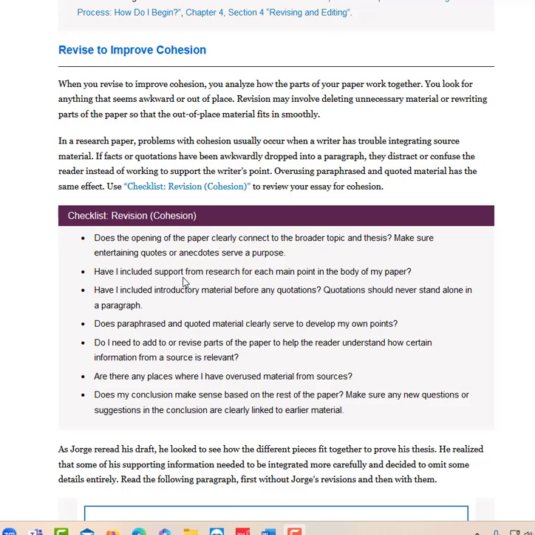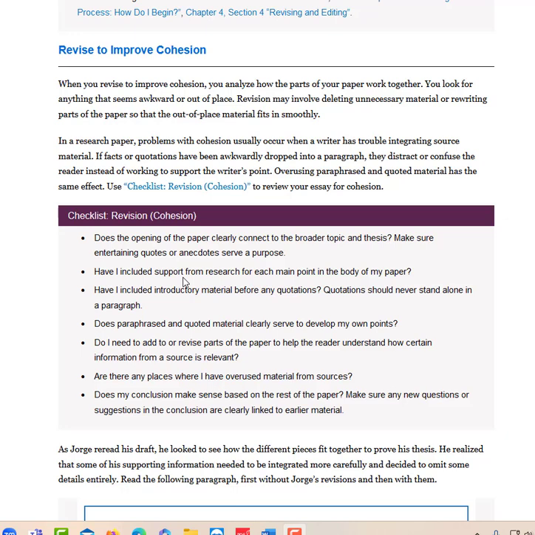In a research paper, problems with cohesion usually occur when a writer has trouble integrating source material. If facts or quotations have been awkwardly dropped into a paragraph, they distract or confuse the reader instead of working to support the writer's point. Overusing paraphrase and quoted material has the same effect.